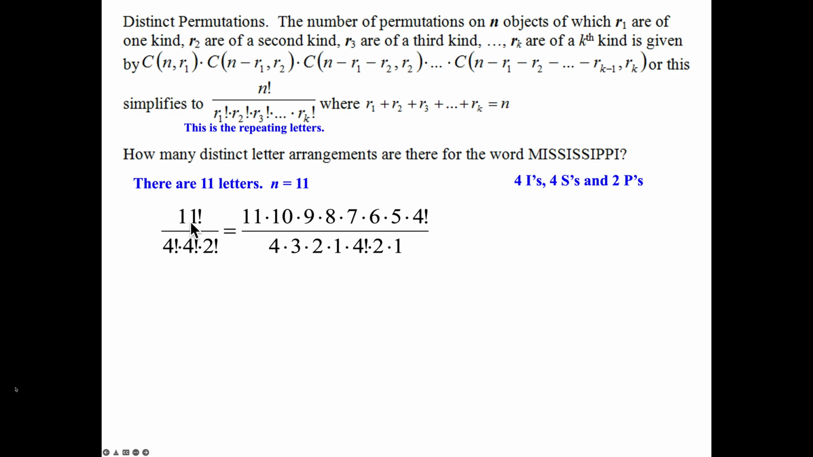So count down the 11. Ugh, this one might be a calculator problem. I'll show you how we can enter that. All the way down to 4 factorial. So that 4 factorial will cancel there. My other 4 factorial, I counted it down. My 2 factorial, I counted down. And now I start looking for cancellation possibilities, like the 3 times 2, that cancels the 6. The 4 and the 2, you could say go after the 8. And now you're left with 11 times 10 times 9 times 7 times 5, 34,650.